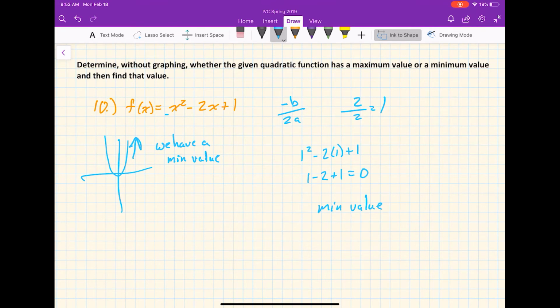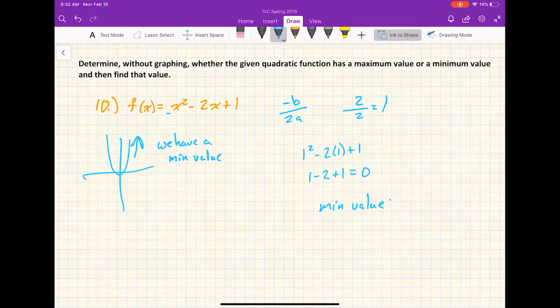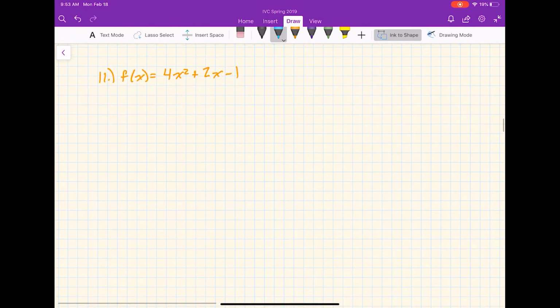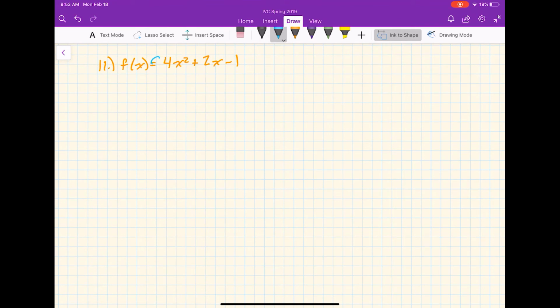Remember, when the equation is asking for the value, it is asking for what is going to be the output of this function putting in the x. So we have a minimum value of 0 here. So remember, this part of the word problem is the important part here, value. All right, move on to number 11.